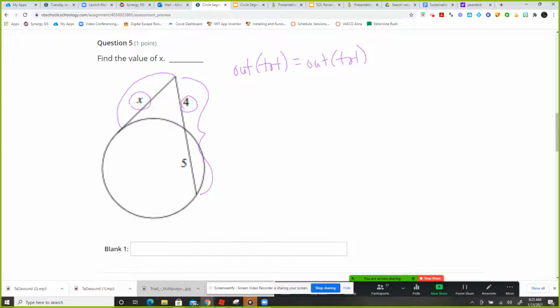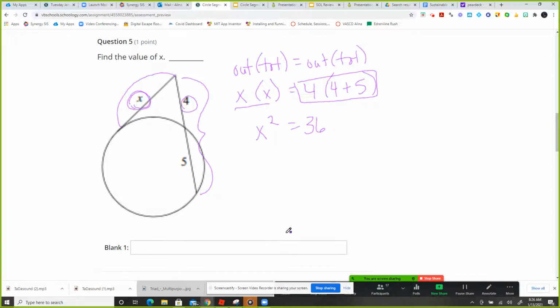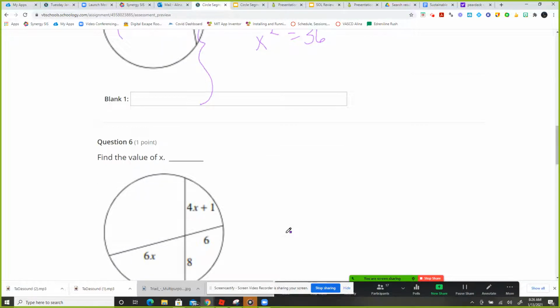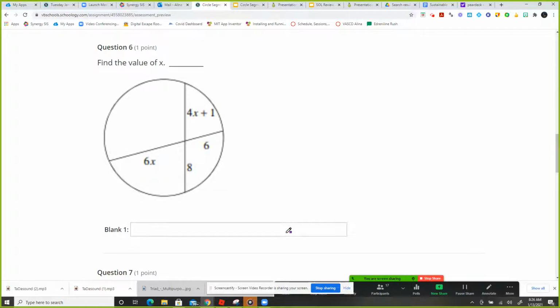So if I do the outside times the total, I'm going to do x times x. And then outside times the total, 4 times 4 plus 5. So x times x is x squared. And I can put this whole thing into my calculator or do it in my head. 4 times 9 is 36. So what's x equal? 6. Yay! Did everybody get 6? Somehow it's oddly gratifying to me when you get the right answer on something that just 12 hours before you were like, what the heck is that?